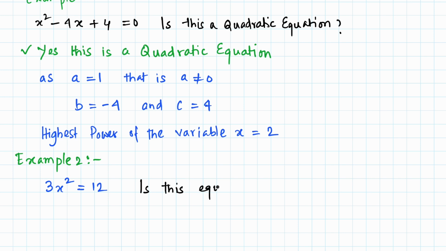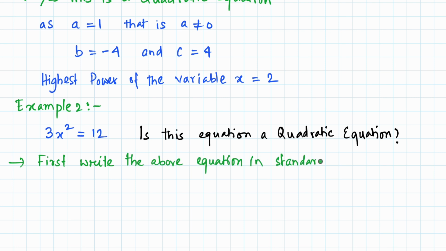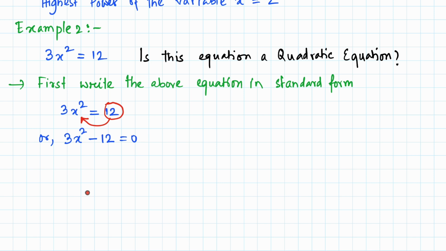Now, is this a quadratic equation or not? We have to identify. First, if you see this equation here, 3x square equal to 12, we need to write it in a standard form. That is why the standard form plays an important role. In order to do that, we have to move the 12 from the right hand side to the left hand side. So we have 3x square minus 12 equal to 0.